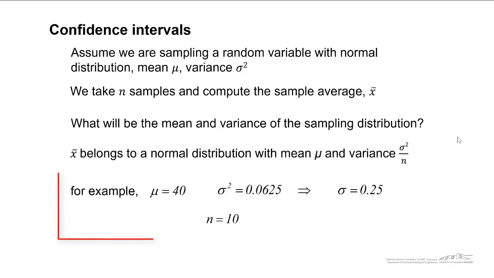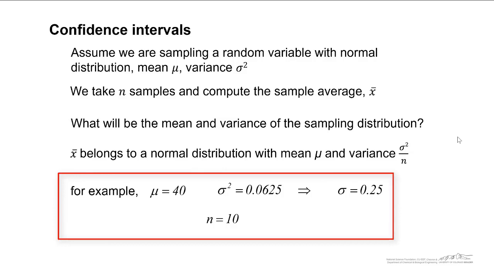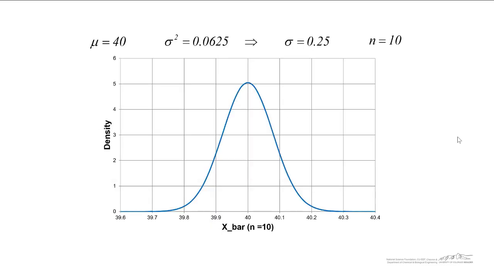Let's take a look at an example. Let's consider a population that has a mean of 40, a variance of 0.0625, meaning the standard deviation is 0.25, and we're going to take samples of size 10. This plot shows the sampling distribution, x bar, when we take a sample of 10 items. It's going to be centered about 40.